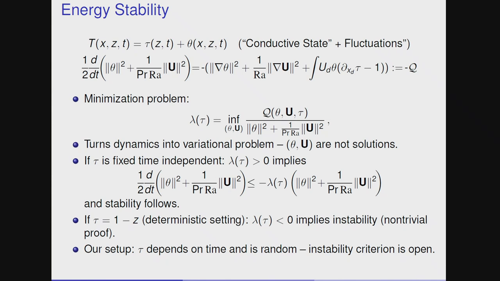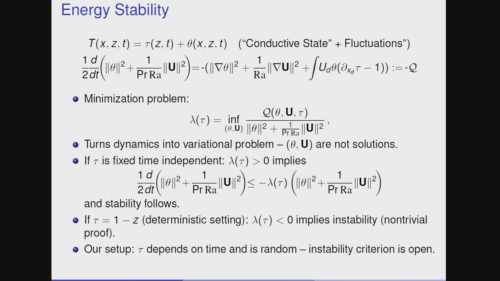All right. So the point is, these are fluctuations, and we'd like them to go to 0. So what I'm going to do is divide this by the right-hand side, theta squared plus 1 over Prandtl-Rayleigh times the L2 norm of U squared, and multiply it back. A good habit. So all's good. Now I'm going to denote this factor lambda, which depends on tau. Well, it's going to be slightly different, so let's call this one capital lambda. This is a stochastic time-dependent quantity.